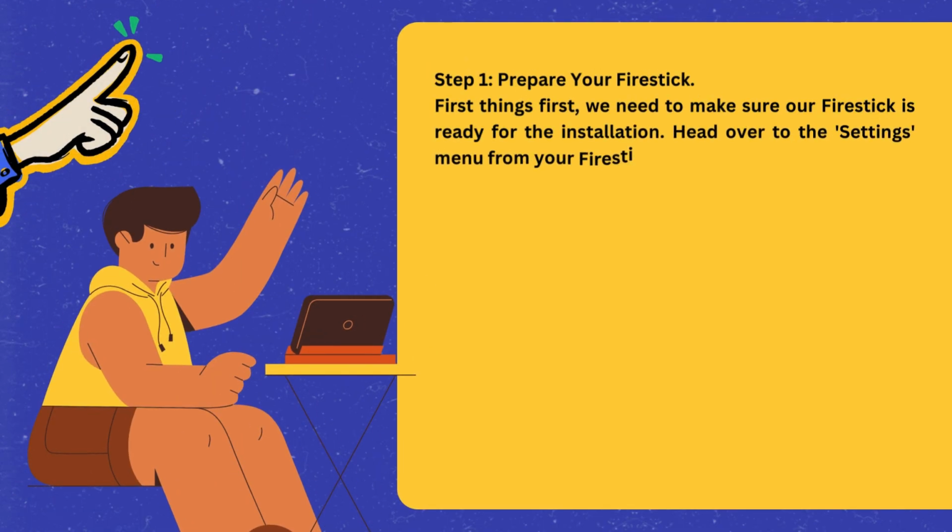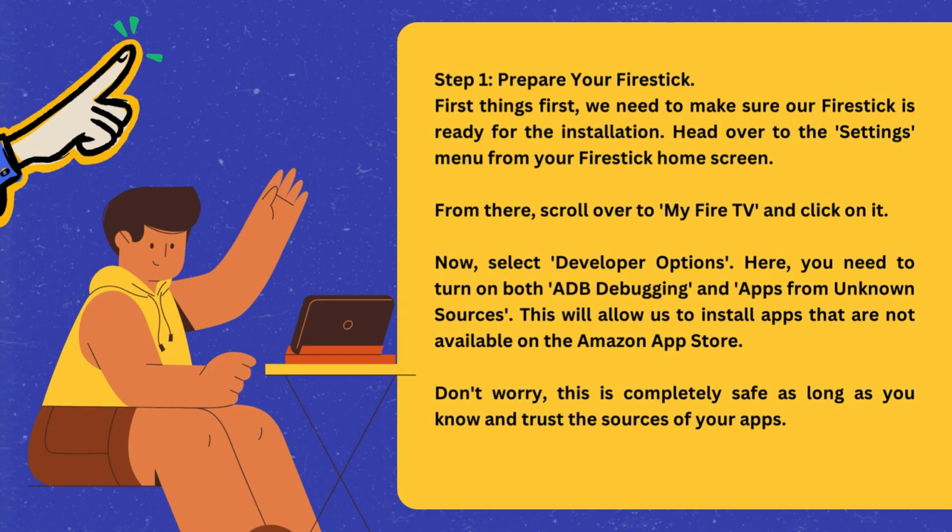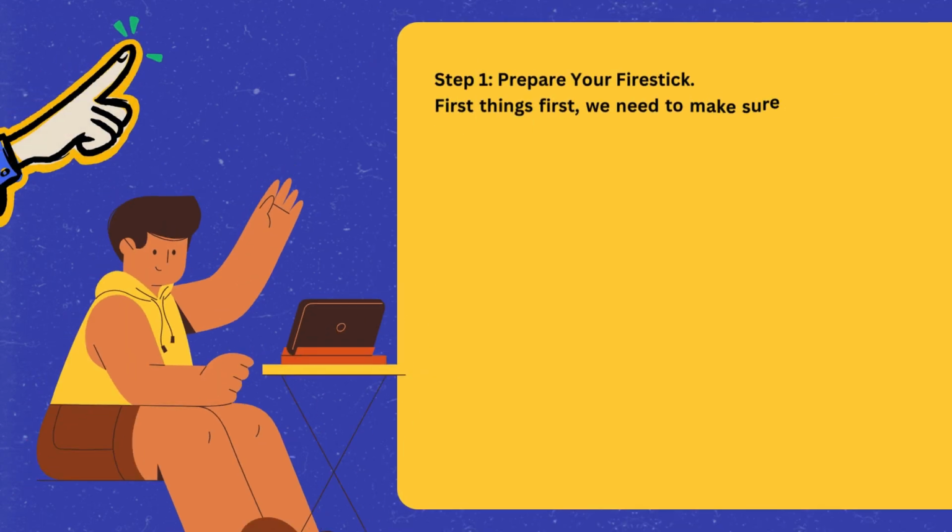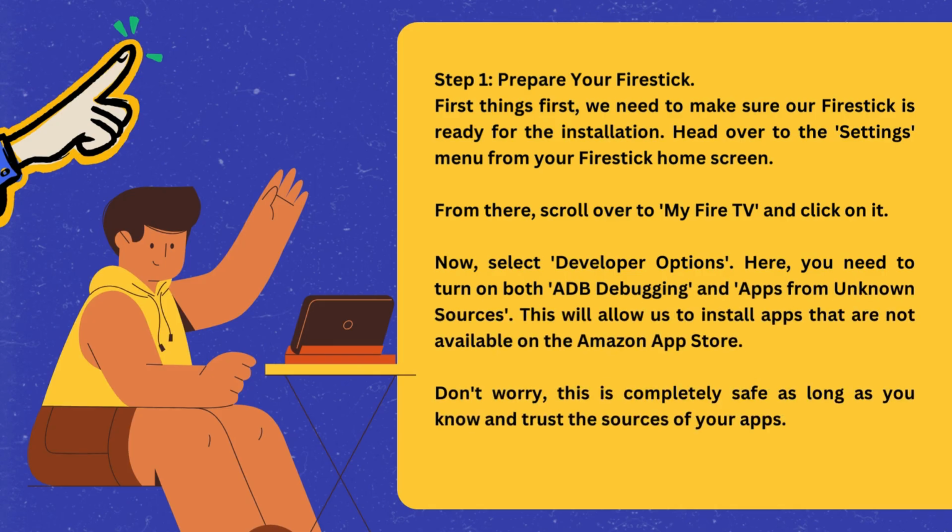Step 1. Prepare your Firestick. First things first, we need to make sure our Firestick is ready for the installation. Head over to the Settings menu from your Firestick home screen. From there, scroll over to My Fire TV and click on it.